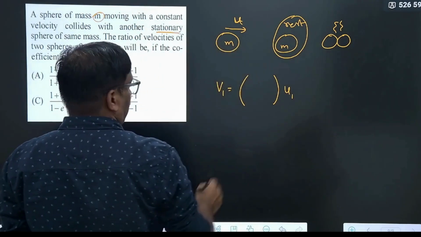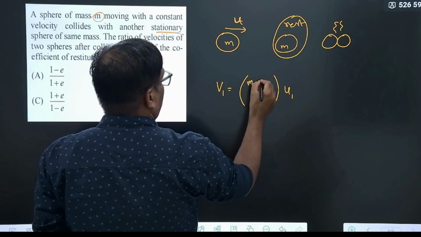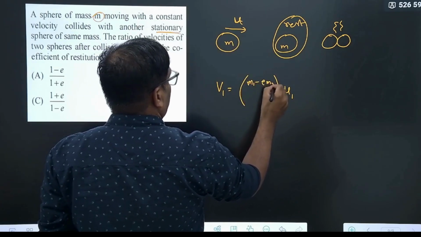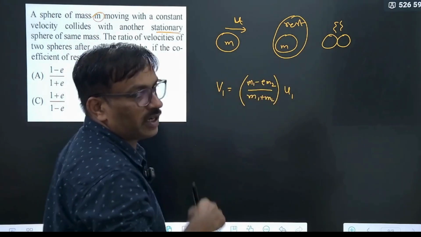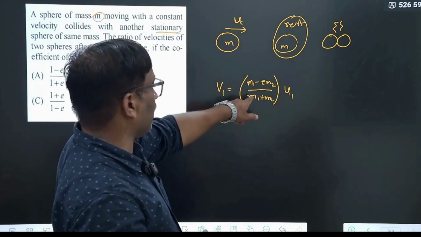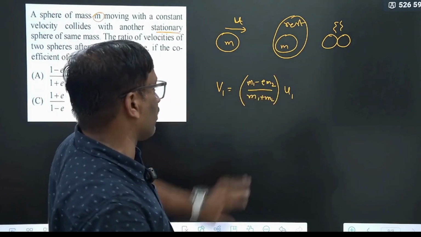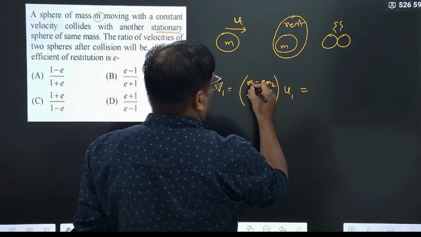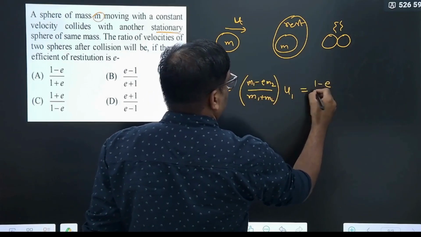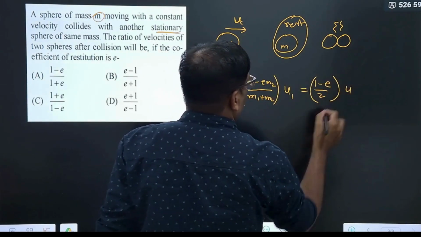Therefore here you can write it as (m1 minus e times m2) by (m1 plus m2). How did I write this equation? Please check my first video, where I wrote collisions, part 1. So you can get it now. For identical masses, m and m, it is (1 minus e) by 2 into u, right?